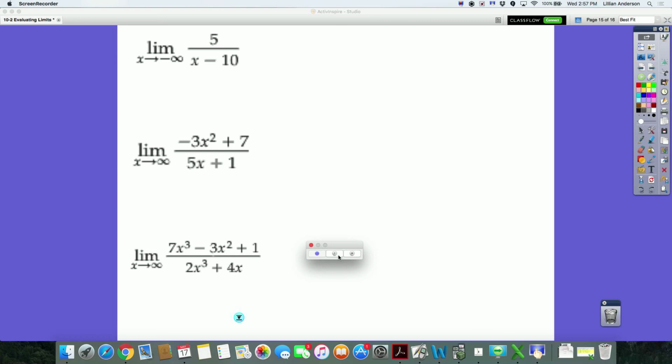7 over 2. I thought the numerator is greater than the denominator. There is no horizontal asymptote, which means it's slant, which means you're dealing with the infinity or negative infinity case. This is like case 3. The second one's case 3. Okay?